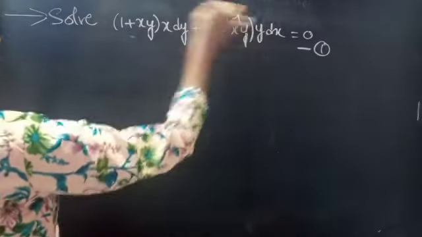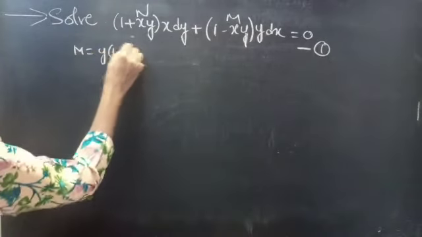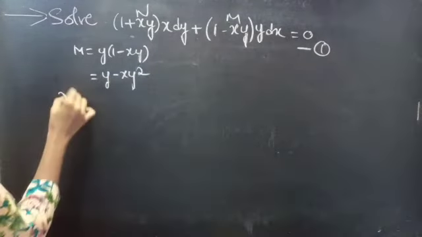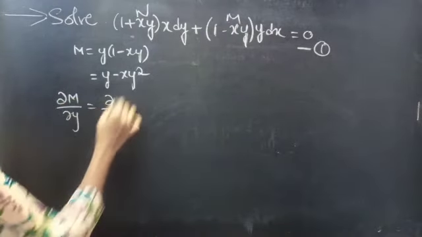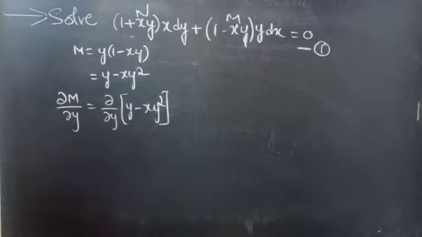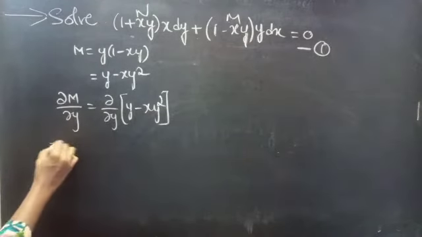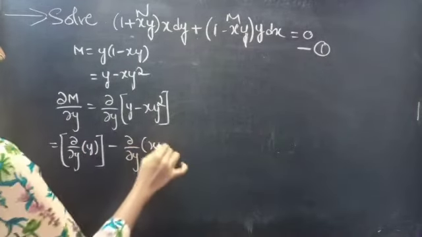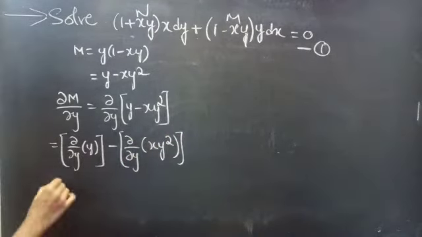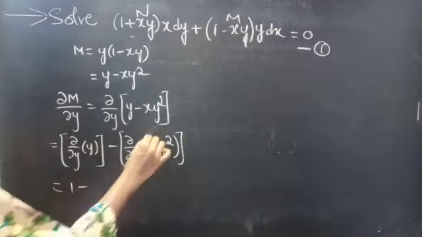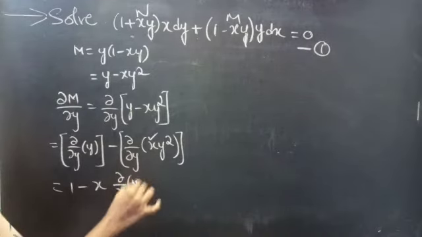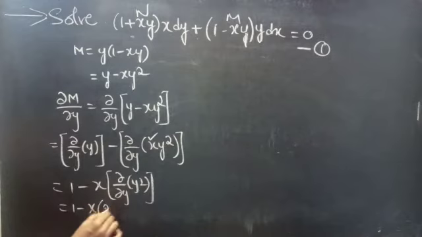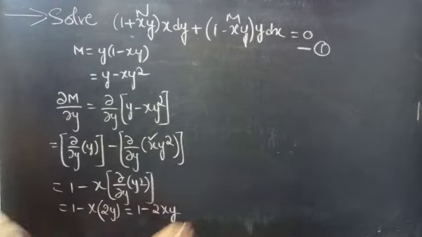We have M = y times (1−xy), which is equal to y minus xy square. Let's find the partial derivative of M with respect to y. Since we are doing partial derivative with respect to y, x will be treated as constant. This is equal to the partial derivative of y with respect to y minus the partial derivative of the second term, which is 1 minus x into the partial derivative of y square with respect to y, which is 2y. This is equal to 1−2xy. Right?